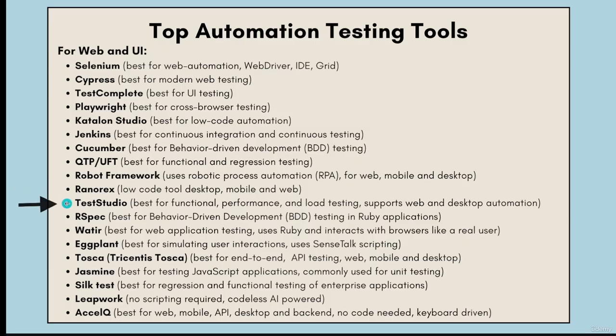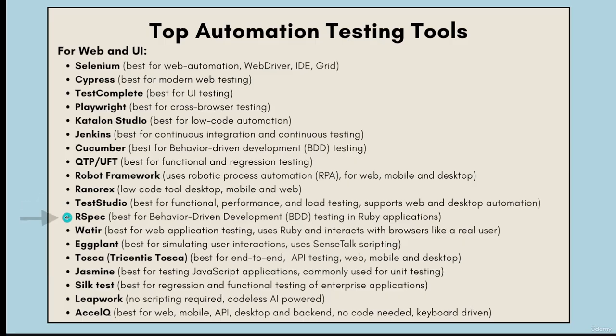Next we have Test Studio. This one's best for functional, performance, and load testing. It supports web and desktop automation. It's a commercial type. It's better for end-to-end functional and performance testing for all the web and desktop apps. It uses C#. And this one's popular because it uses advanced debugging tools. It integrates with Visual Studio, and it offers codeless test creation.